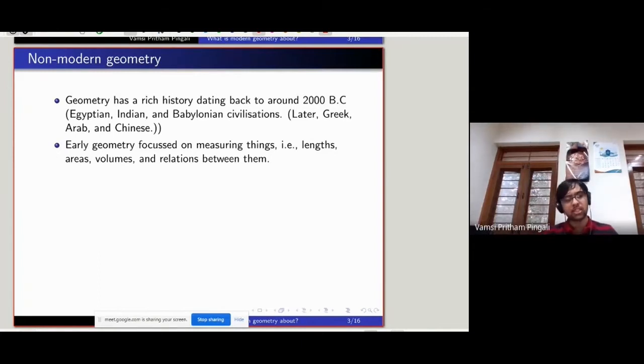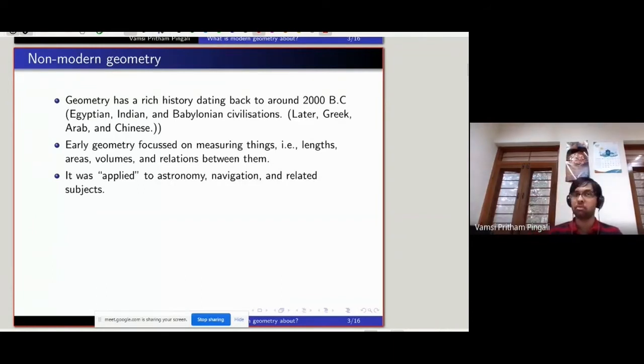And to a large extent, so does modern geometry, especially differential geometry. But algebraic geometry, for example, or topology does not focus on measuring things. Okay? And it was applied to astronomy. How was it applied to astronomy? I mean, if you look at the night sky, it is like a part of a sphere, right? So if you want to find out the angular distances between stars, etc., you need some notions of geometry, navigation, and related subjects.